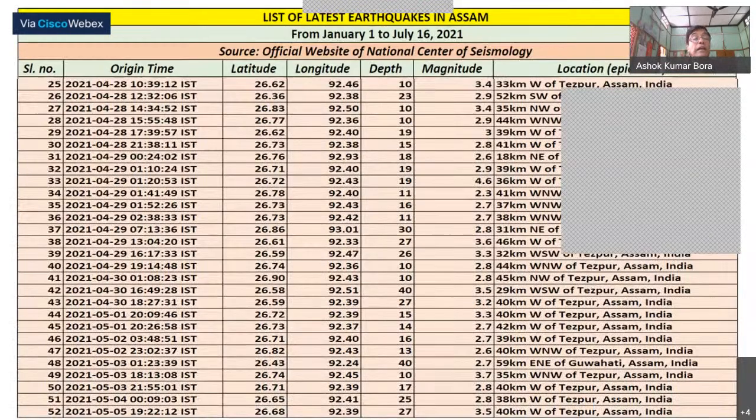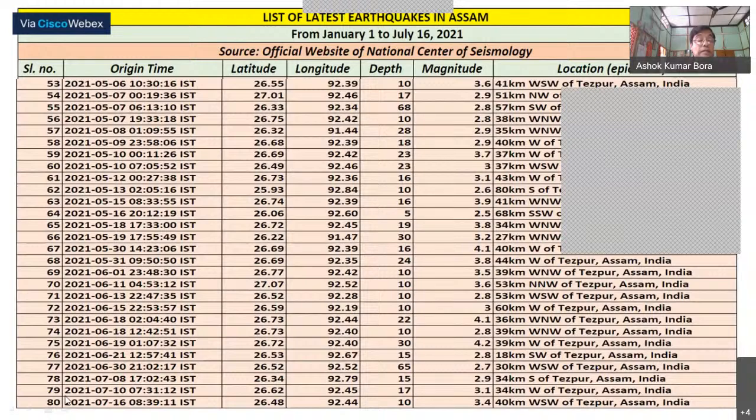Then here again, from 28 April 2021 to 5th May 2021, there are records of 28 earthquakes, and out of these 28 earthquakes, 27 occurred in and around Tezpur within a radius of 40 kilometers. So this is a very important trend we have observed in recent times, within a few months. Out of these 28 earthquakes, 26 occurred in and around Tezpur, mostly west and northwest of Tezpur, within a 40 kilometer radius. So this is the trend of the recent low and moderate magnitude earthquakes occurring in Assam.